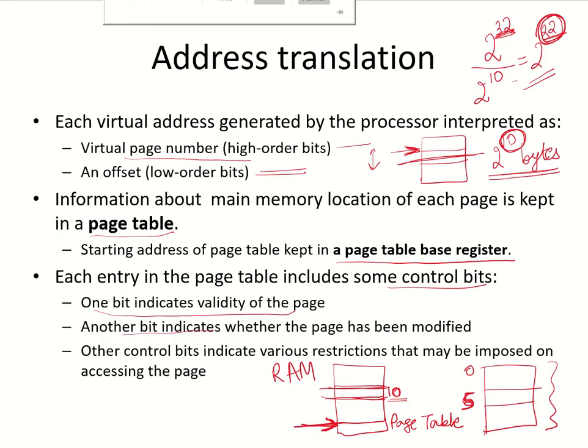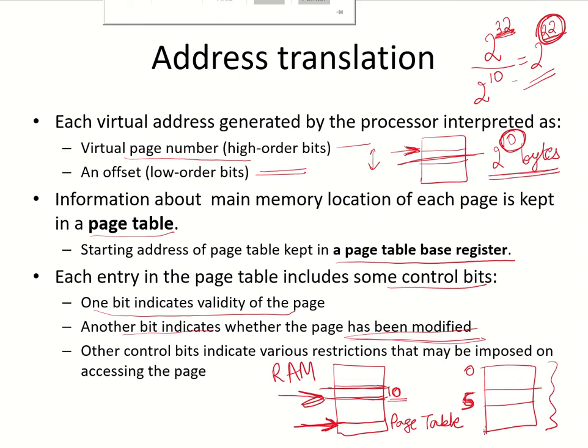Another bit indicates whether the page has been modified or not, just like the dirty bit that we have in the cache, which indicates whether the page has been modified or written by the processor. This bit is needed when a particular page frame in the RAM has to be sent back to the disk because it is being replaced by some other page. It will be written back only if the page has been modified. If the page has not been modified, it will simply be overwritten.